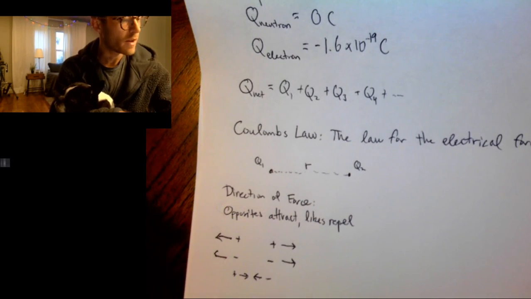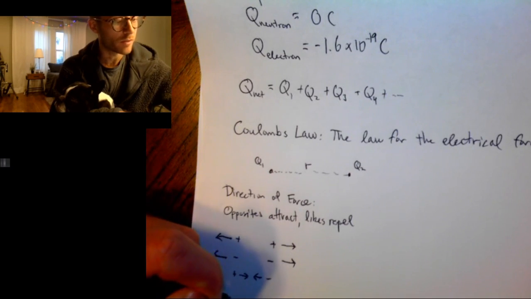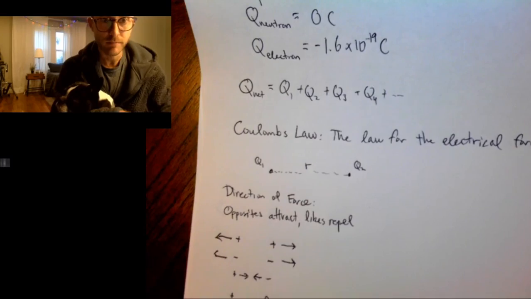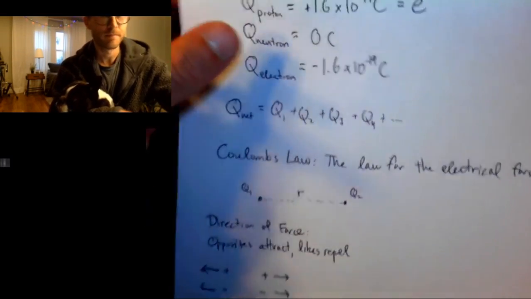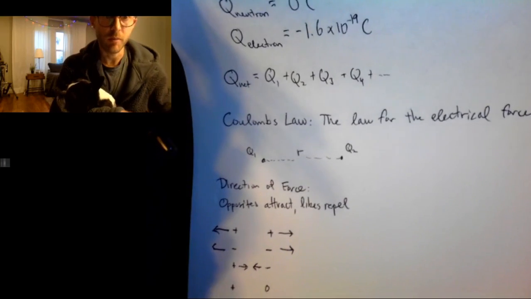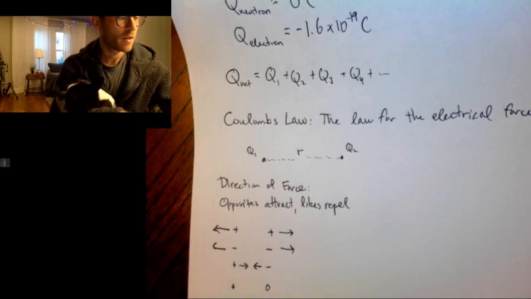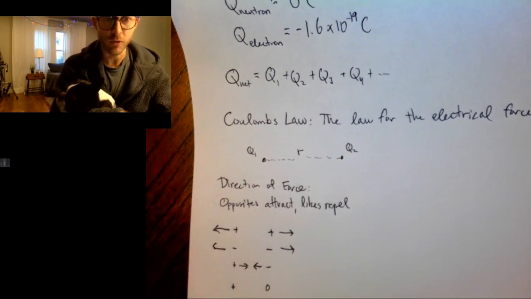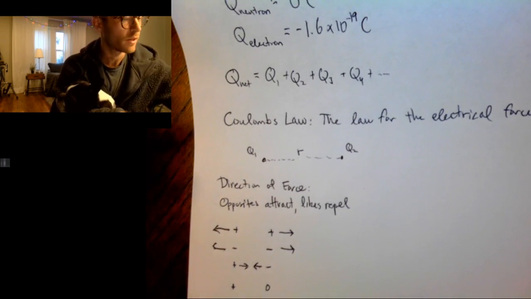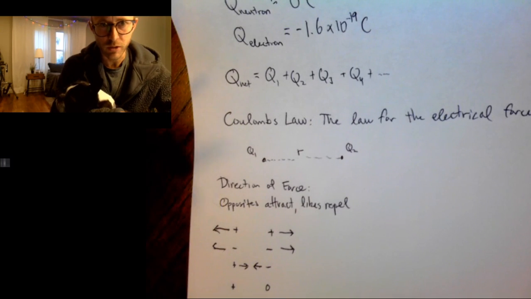If you have a positive next to a neutron, then there's going to be no force because the neutron has no charge, so it's not positive or negative.